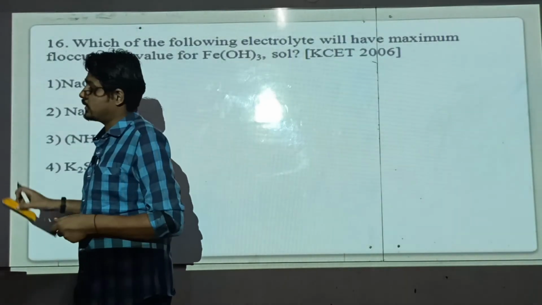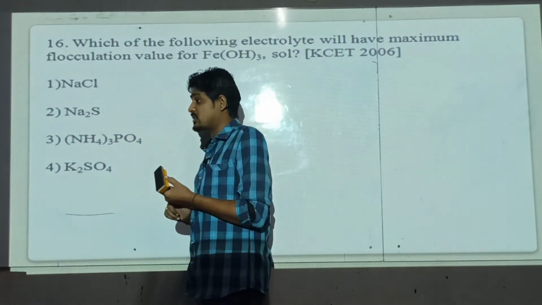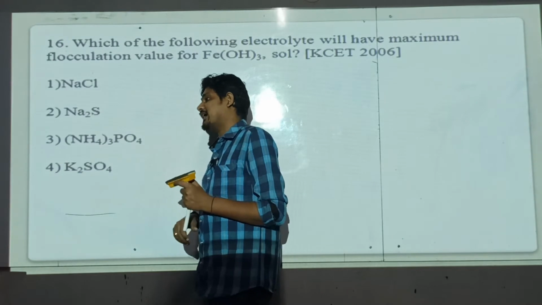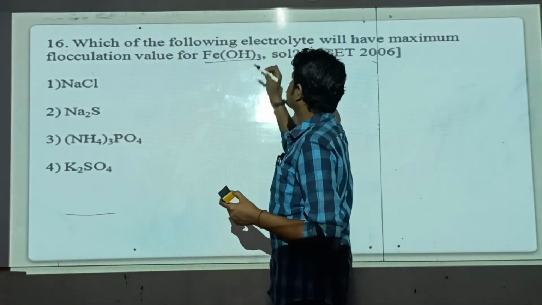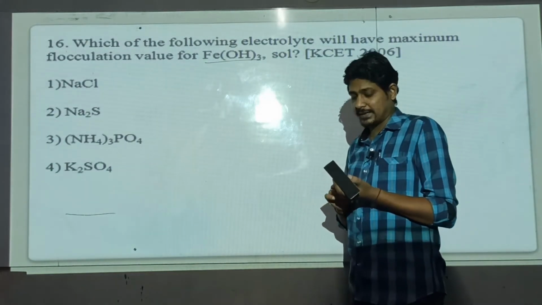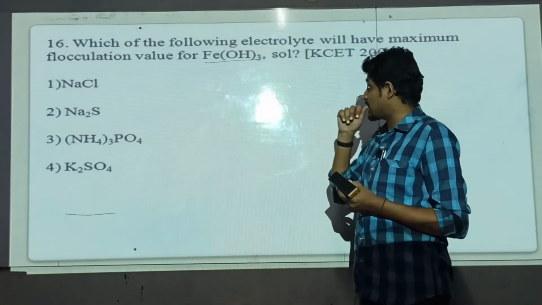Next one: which of the electrolytes will have a maximum flocculation value for ferric hydroxide? Now ferric hydroxide is also a negatively charged colloid, remember that. It is negatively charged.